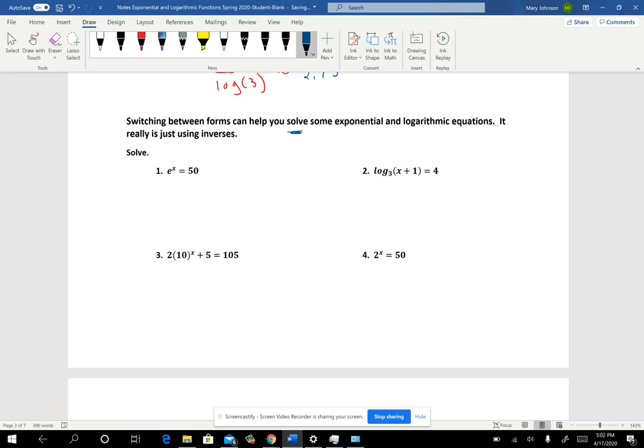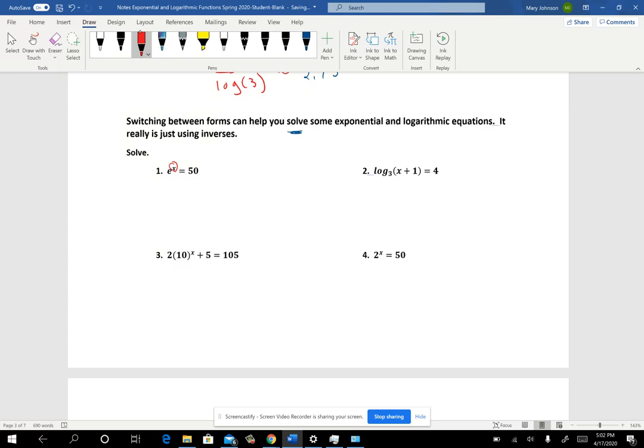Logs and exponential functions are really inverses of one another. So some of them work really well to just switch from one form to the other. Here we have the exponential form, and our job is to figure out what x is, to solve for that variable. e is not a variable, even though it's a letter. It's a number that's like 2.72.